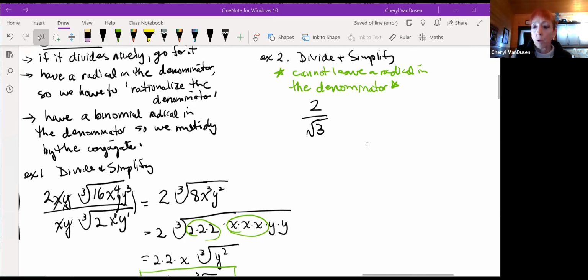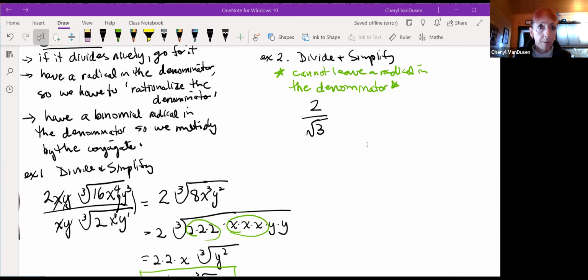Okay, so there's nothing to divide. There's no radical on the top and radical on the bottom. There's no coefficient on the top, coefficient on the bottom. Now you need to learn about rationalizing the denominator. Rationalizing the denominator just means that we're going to try to get rid of that radical on the bottom.